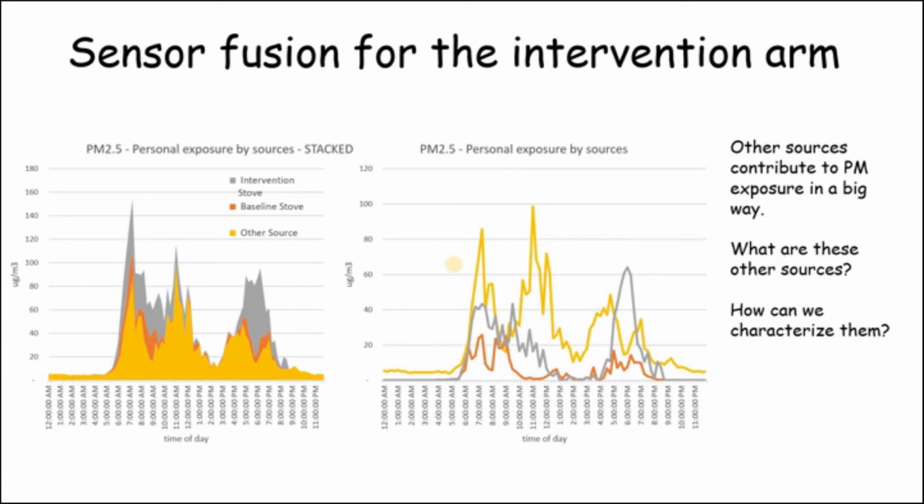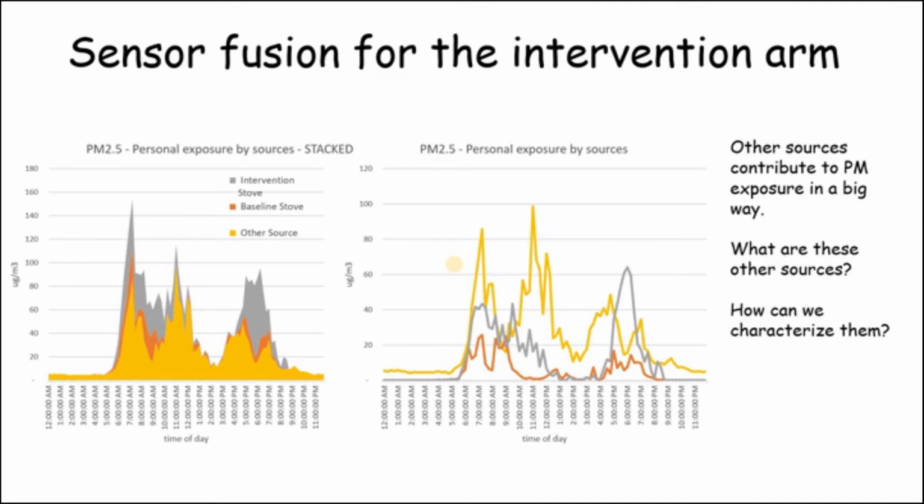So that's the kind of insight we can get with this method, but it also raises quite a bit of questions. For example, about those other sources, what are they? How can we characterize them? Are there other cooking events from other households, or are there sources that are not related to cooking? This is really something to explore.